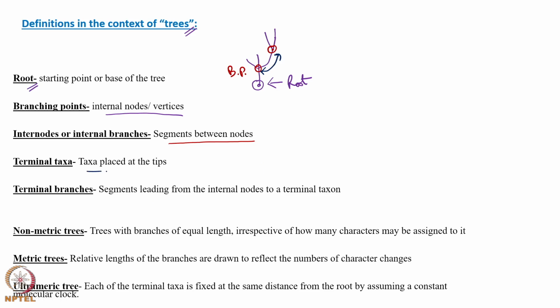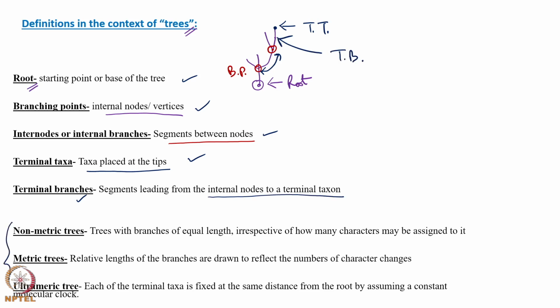Terminal taxa are placed at the tips. Say this taxon finally persisted on the earth, then this one is called the terminal taxon. Terminal branches, what are they? Segments leading from the internal nodes to a terminal taxon. So, this particular branch can be called the terminal branch.